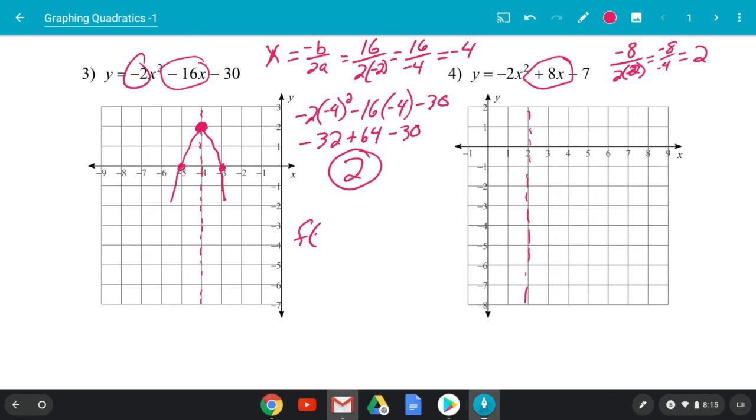F of 2 is -2 times 2 squared plus 8 times 2. Oops, not plus, but minus 7. 2 squared is 4. -2 times 4 is -8. Plus 16 minus 7 is +1. So my vertex is 2, 1. Again, my A is -2, so down 2 over 1, down 2 over 1. Boom.